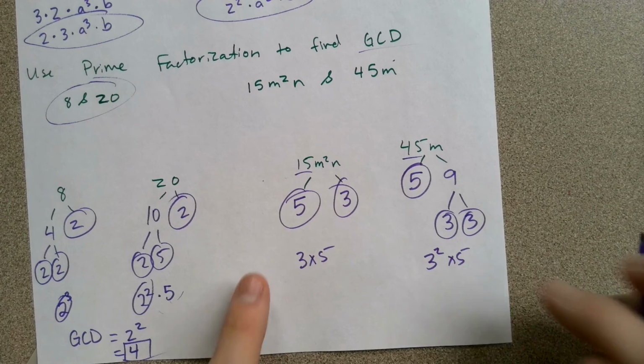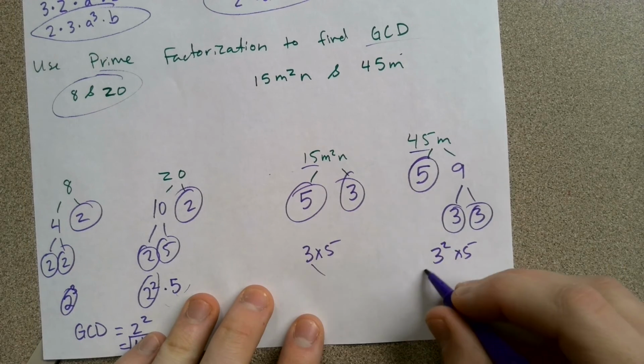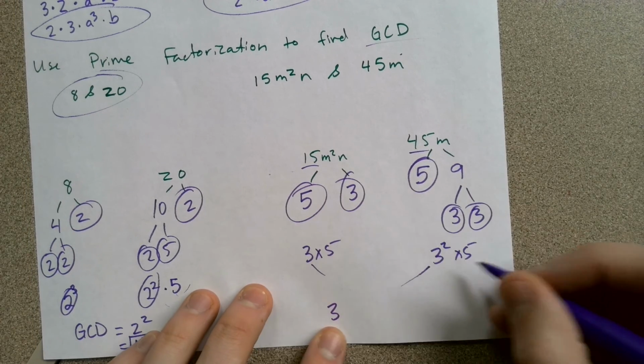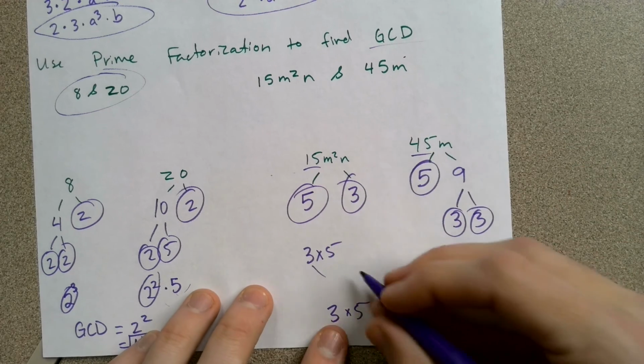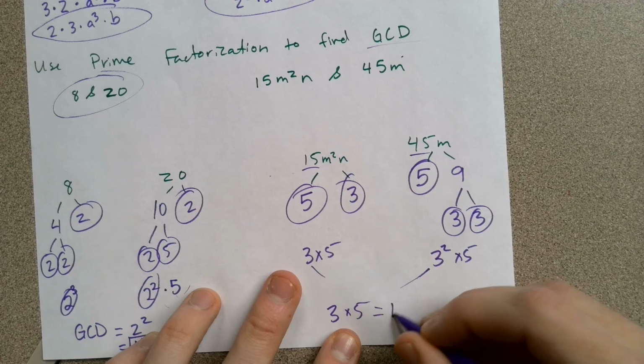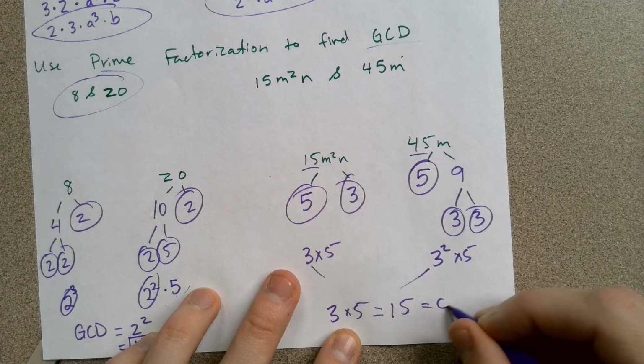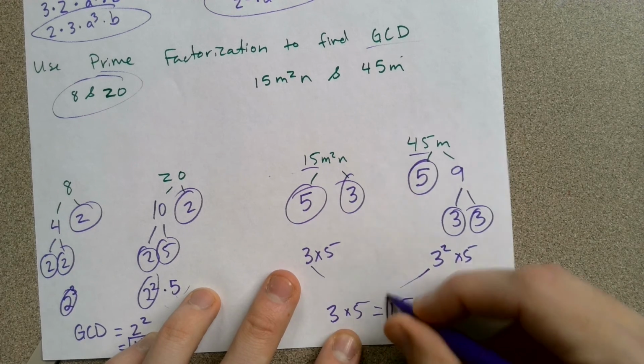What do they have in common? Well, they both have one 3. So I'm going to pull one of those out. 3. They both have a 5 in common. So those match. Multiply those together. 15 is our greatest common divisor.